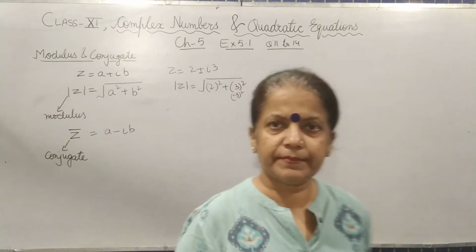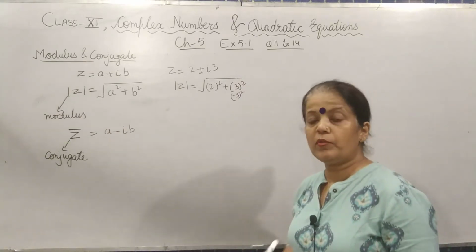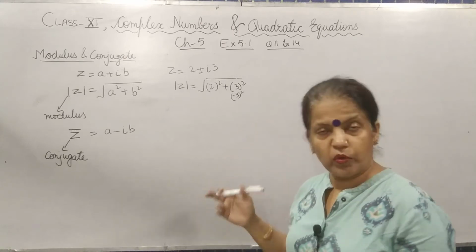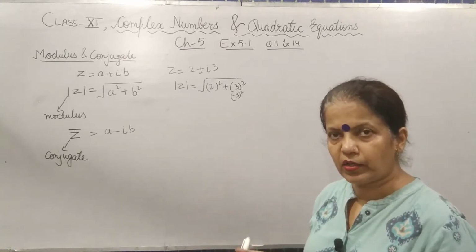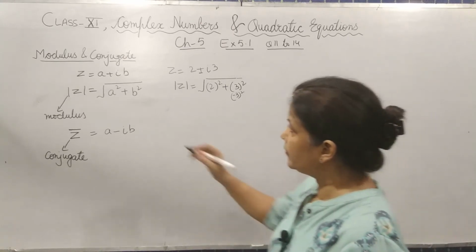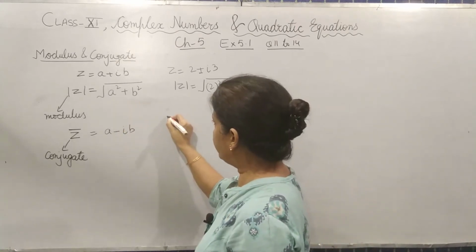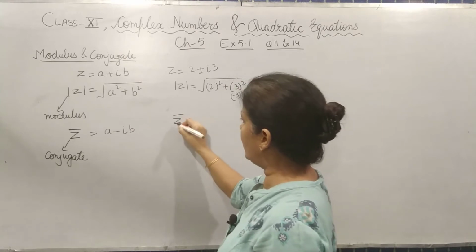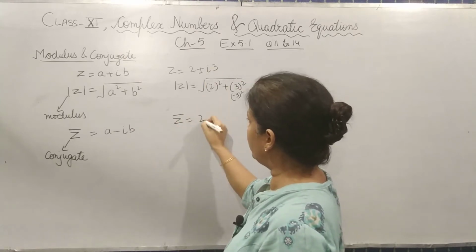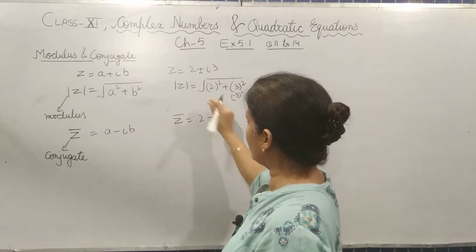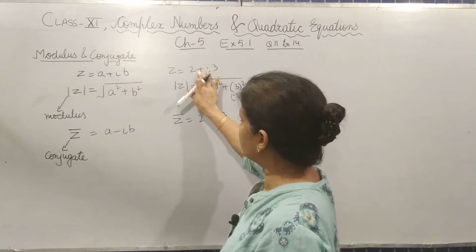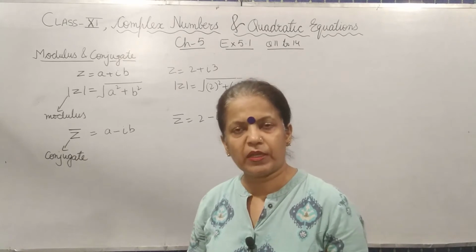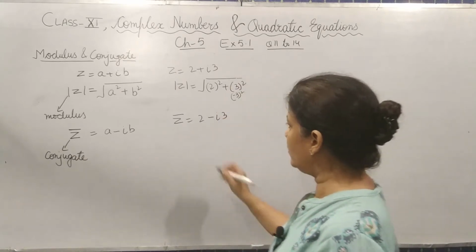Is it clear? Now, let's try to make one formula, one identity, over here. Look, before that, if we have to find the conjugate of z, it will become 2 minus iota 3, if it is only plus. Now we will try to make the identity by using this.